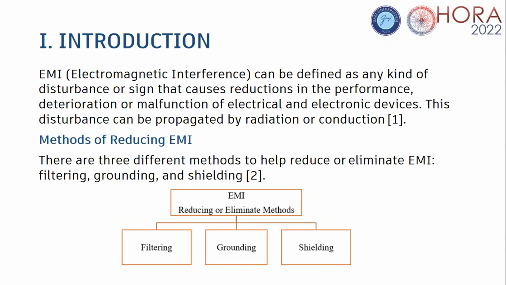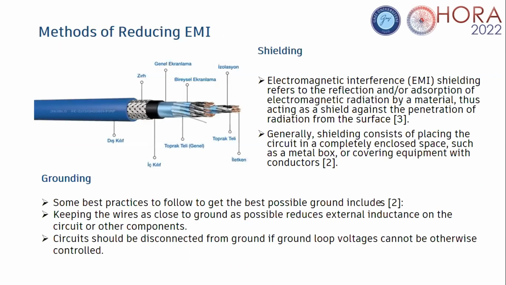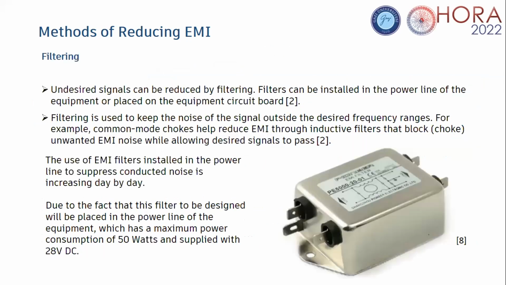There are three different methods for reducing EMI. These are shielding, grounding, and the last one is filtering. Shielding consists of placing the circuit in a completely enclosed area such as a metal box or covering equipment with conductors. This covering material acts as a shield against the penetration of radiation from the surface. Another method of reducing EMI is grounding. Keeping the wires as close to ground as possible reduces external inductance of the circuit or other components. And the last method is filtering.